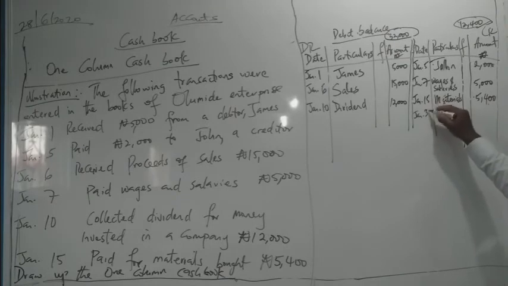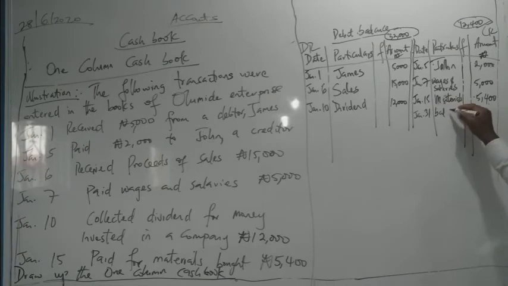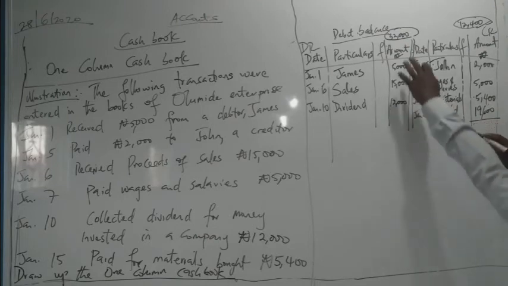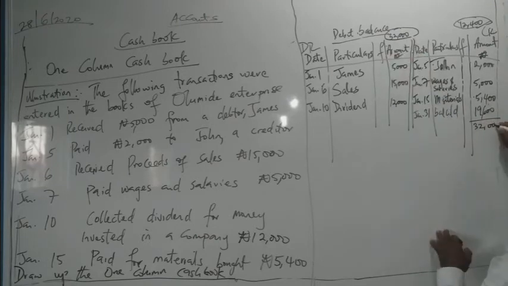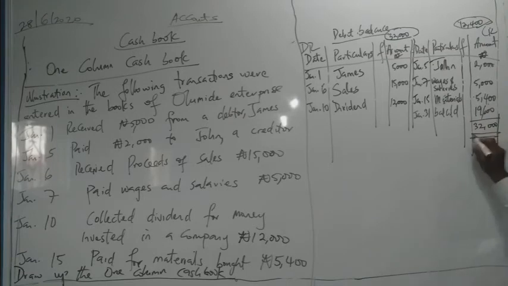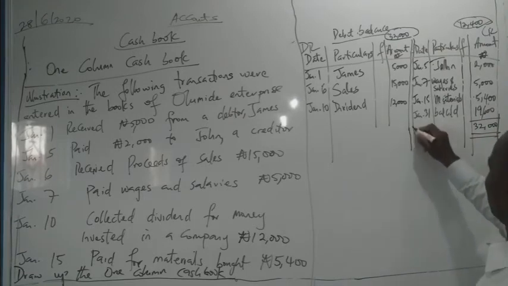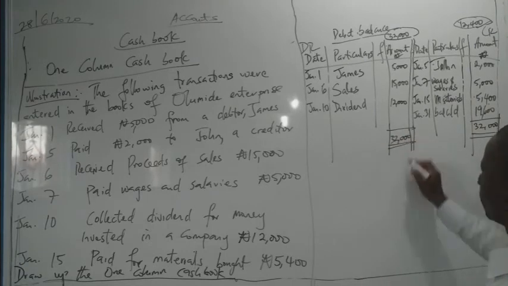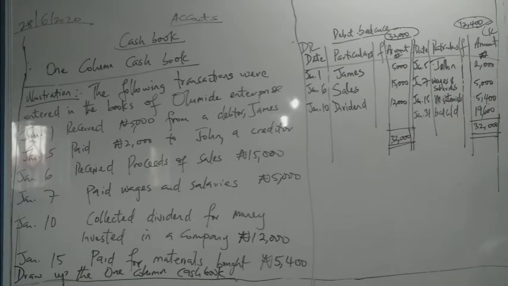January 31st. Balance carried down. Please take note. Balance carried down means the closing balance for the month of January. And how much did we say? 19,600. It will now come. Everything must equal to this side. 32,000. We'll close. This means we have closed the account. We'll come here. 32,000. We also close the account.